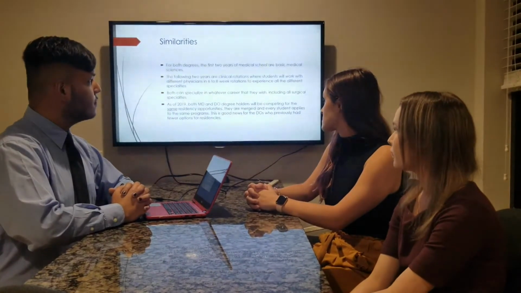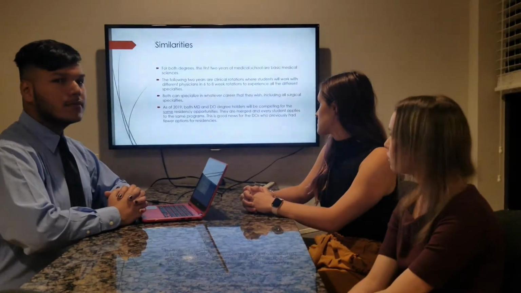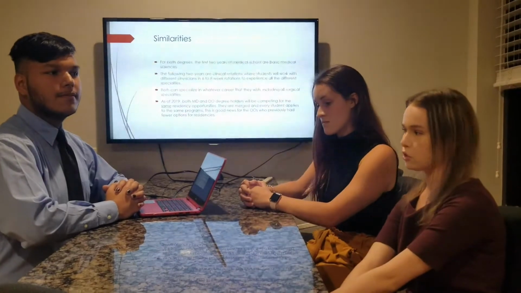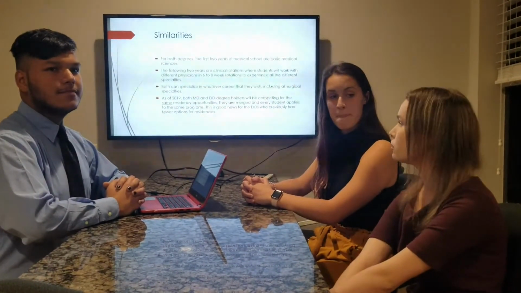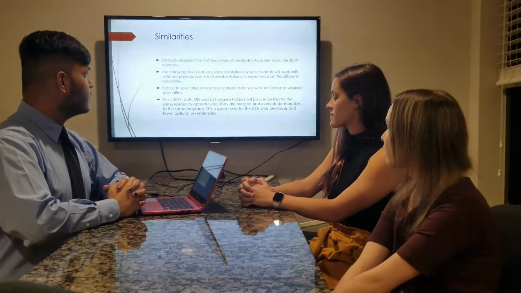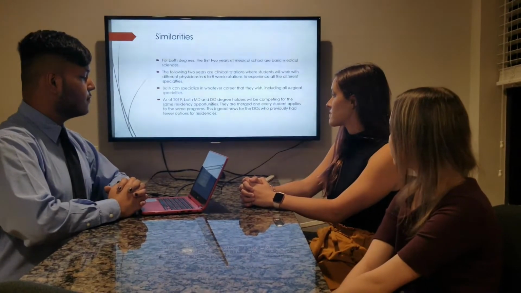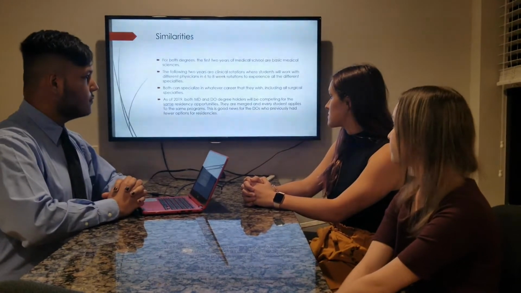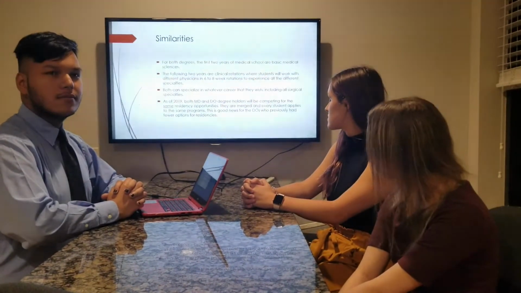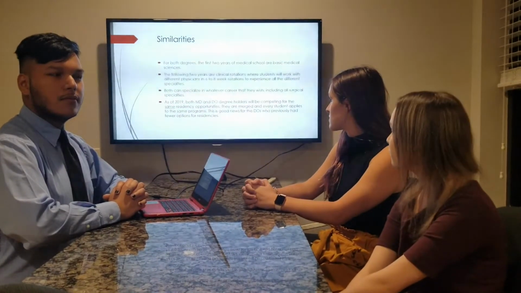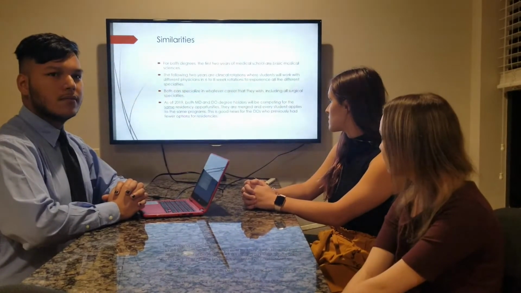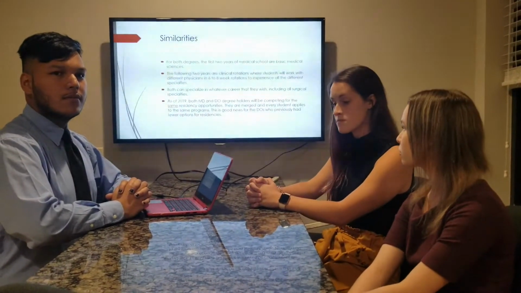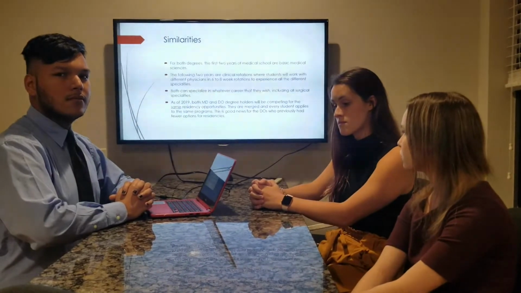Both DO and MD degree holders can specialize in whatever career they want, including all surgical specialties. There are no limitations based on what degree you ended up getting. Also, as of 2019, both MD and DO degree holders will be competing for the same residency opportunities. They are merged, and every student will apply to the same programs. This is good news for the DOs who previously had fewer options for residencies, as there were specific residencies that were earmarked for the DO students to be able to apply to.